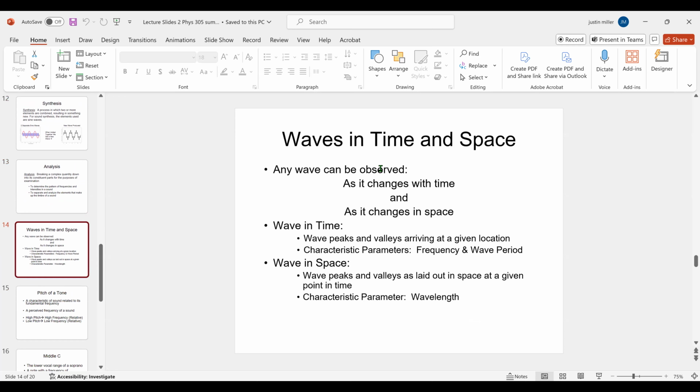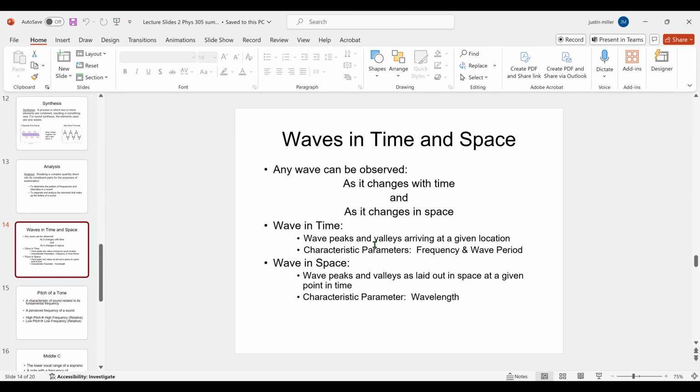So, waves in time and space. We looked at this on Dr. Dan Russell's page. Just saying it again here. We can look at a wave in time where we look at a specific point in space. And as the wave passes through that point, we track what's going on there, whether it's the pressure variations at that point or whether it's the displacement of the air molecules at that point. Those two things are correlated with one another.